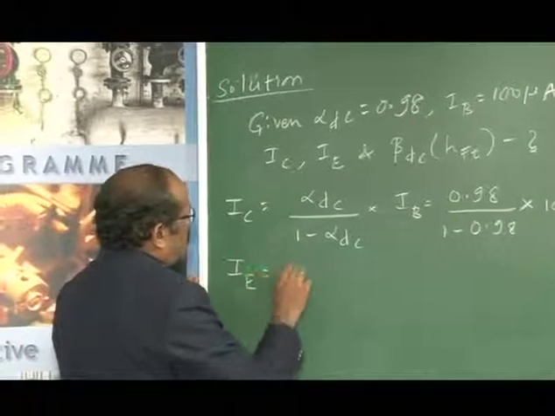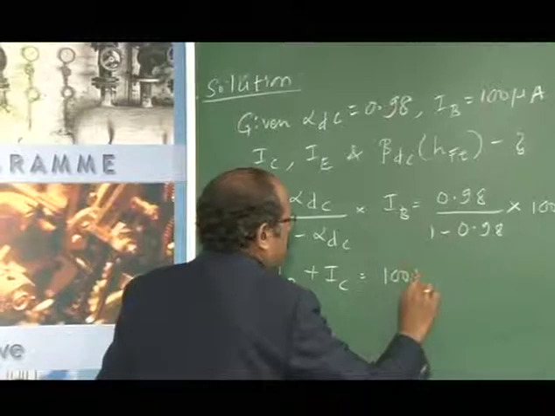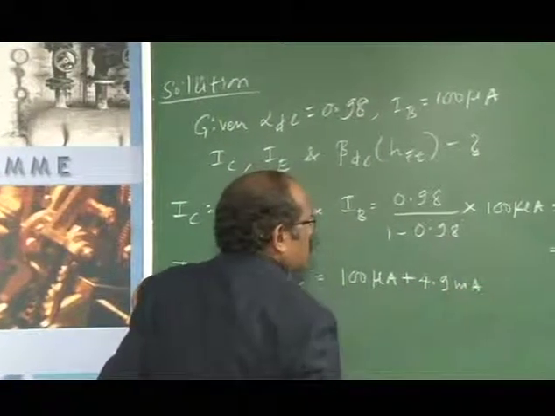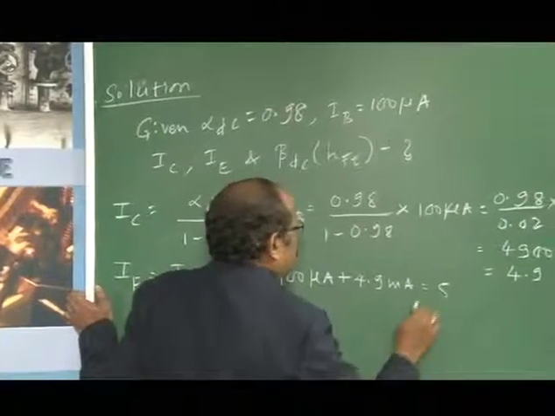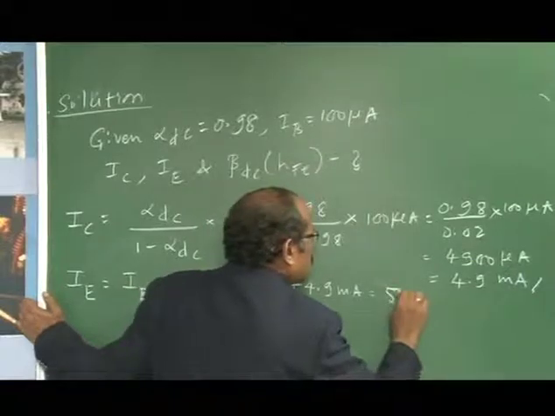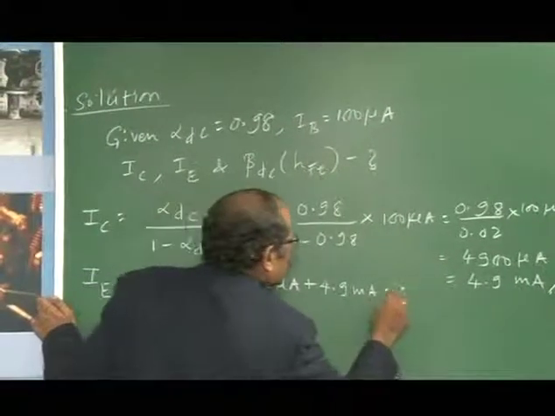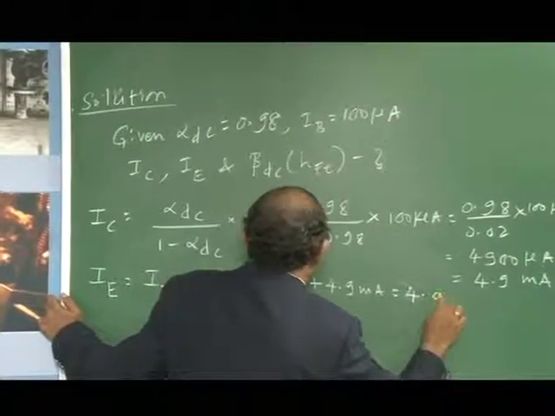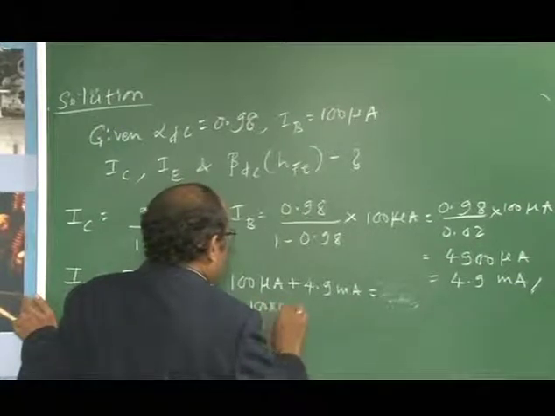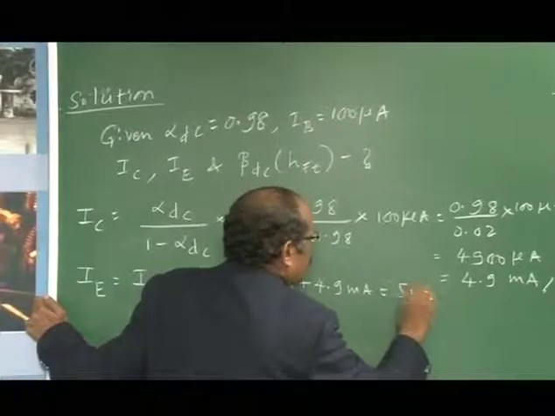Similarly, IE you can note down. IE is nothing but the input current, the summation of IB plus IC. IB is given as 100 microamperes, plus IC, which is calculated as 4.9 milliamperes. So 100 microamperes is 0.1 milliampere, and the total comes to 5 milliamperes.